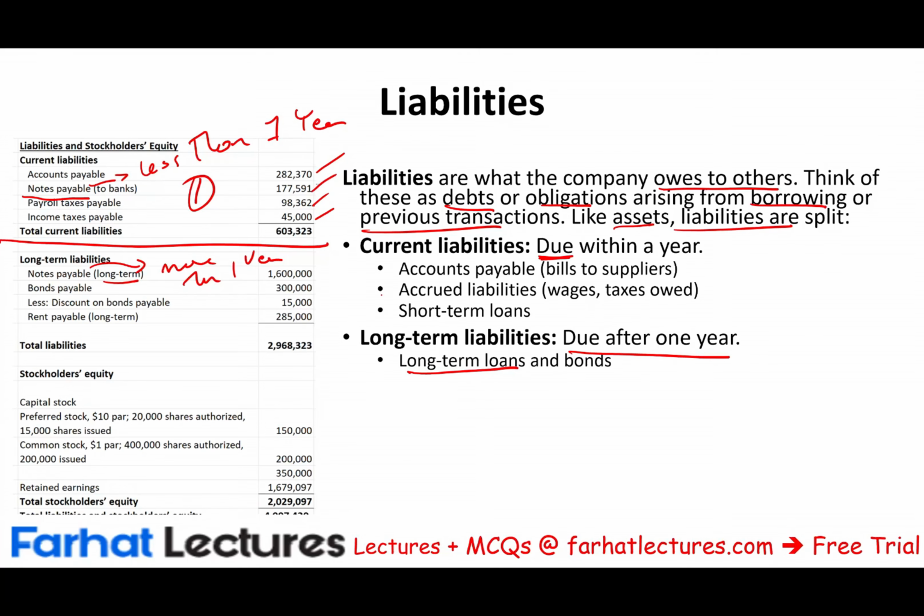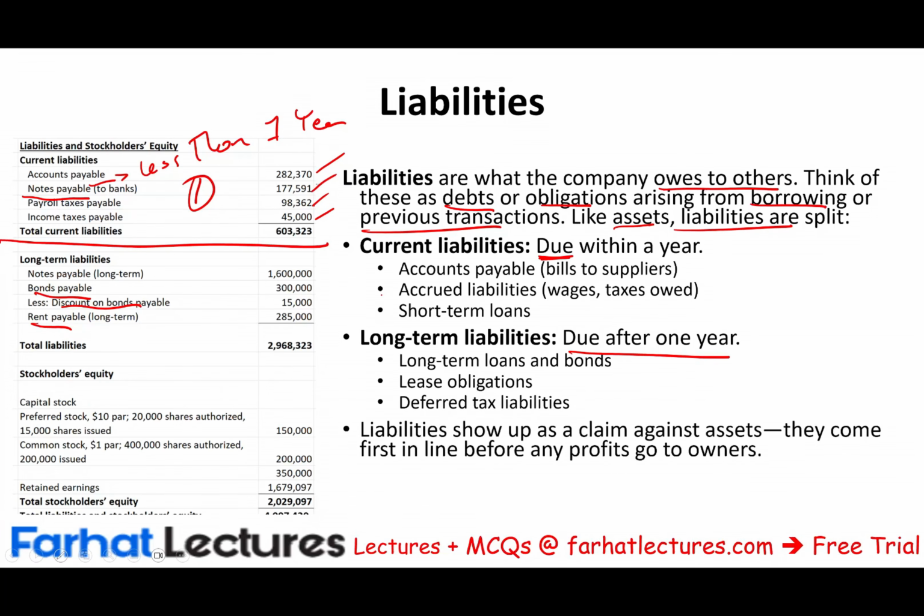Another category of long-term debt is bonds payable. We'll talk about bonds payable later. It's a form of borrowing for the long term. Don't worry about discount on bonds. We'll look at that later. Leases, when you have a long-term lease. You could have rent payable that's long-term. You could have deferred tax liabilities. We'll talk about those later. So any liability that's due longer than a year is called long-term debt.